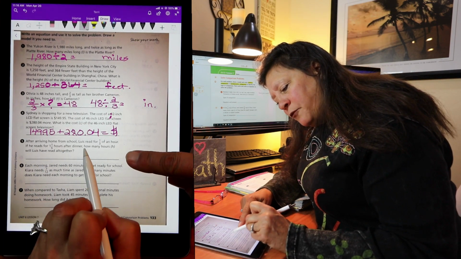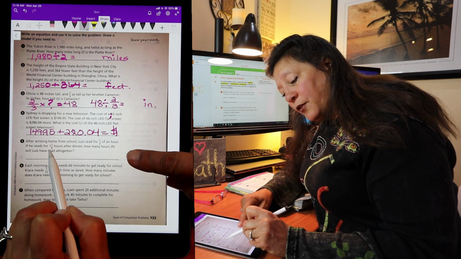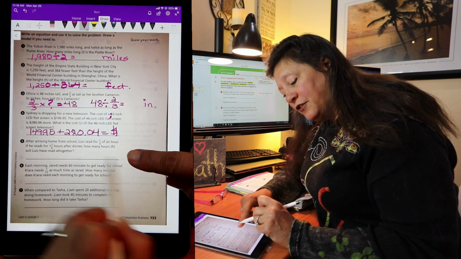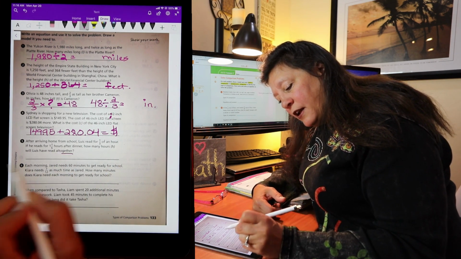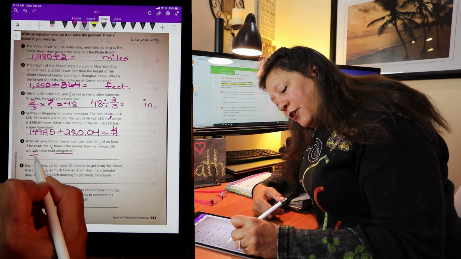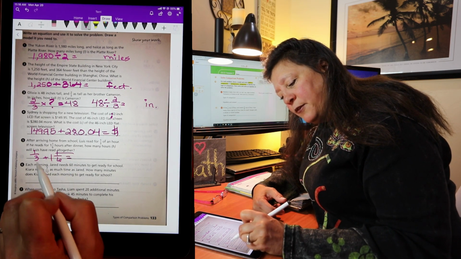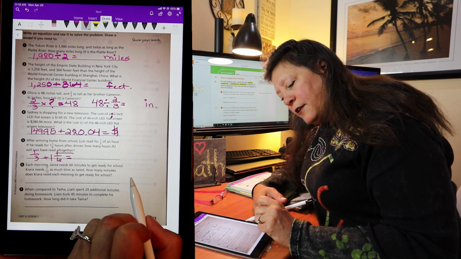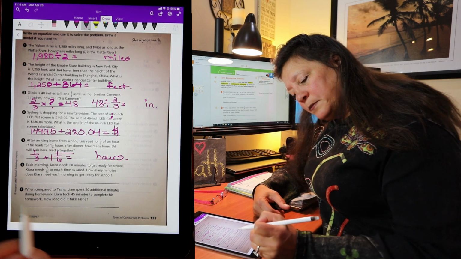Okay, after arriving home from school, Lewis read for 1/3 of an hour. If he reads for 1 1/6 hours after dinner, how many hours will he have read altogether? There's our key word there, altogether. So you're going to take 1/3 plus 1 1/6. Line up your fractions, get a common denominator, and your label is hours.